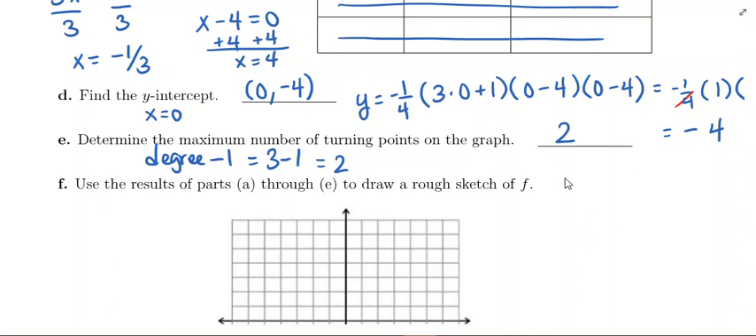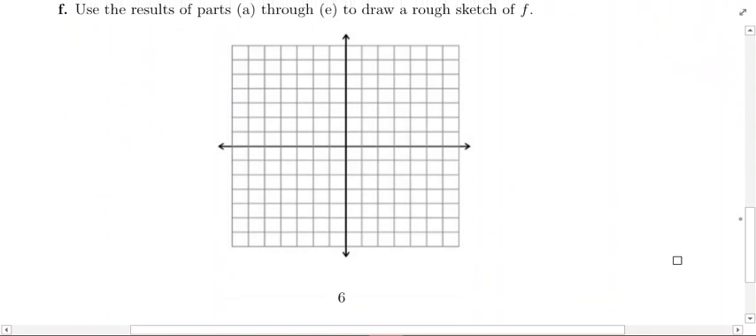So we've completed steps A through E. In part F, we will use all of these results to draw a rough sketch of the function. Let's take a look at the grid. Notice this is not the normal grid that I give you. I usually give you one where the X and Y axes are labeled with a scale, like from -10 to +10 in both axes. So there's no scale here.